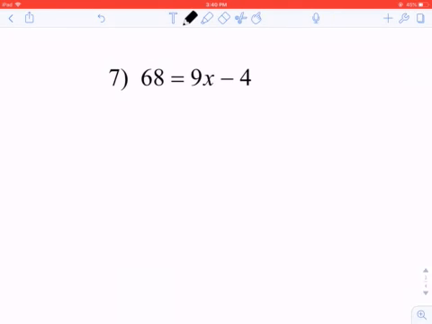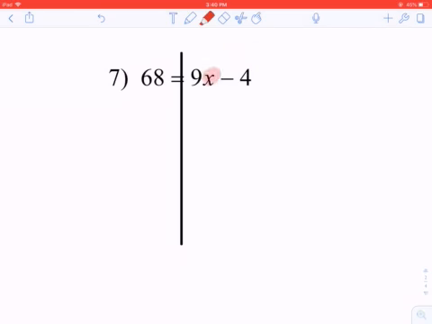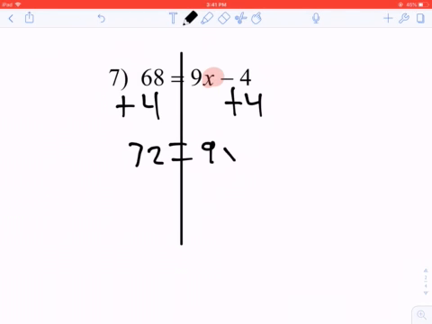Number 7, another two-step equation. We're working on getting x by itself, which means 9 and 4 need to move. We're going to get rid of the 4 first by adding it to both sides, which will give us 72 is equal to 9x. We will now get rid of the 9 by dividing it to both sides to find that 8 is equal to x.